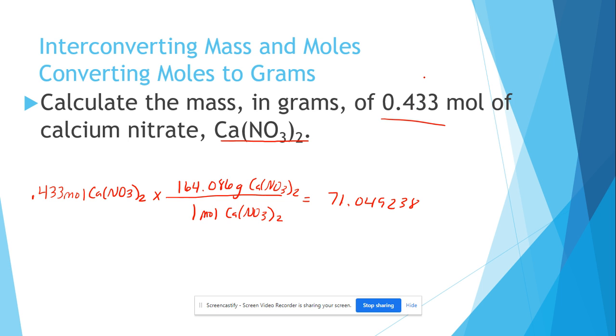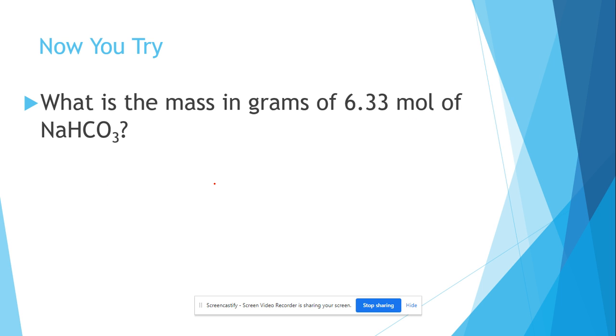Here you have 3 sig figs, so your answer would also have 3 sig figs. So 71.0 grams of calcium nitrate. A good question here is you would not use this number in here because remember, conversion factors do not count towards your final number. Here, I want you to try this one on your own and let's see what you get.